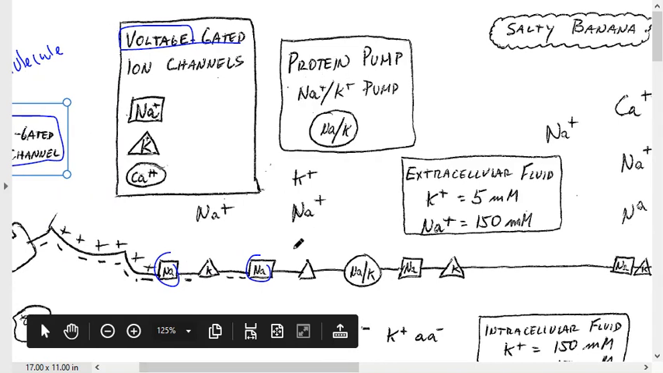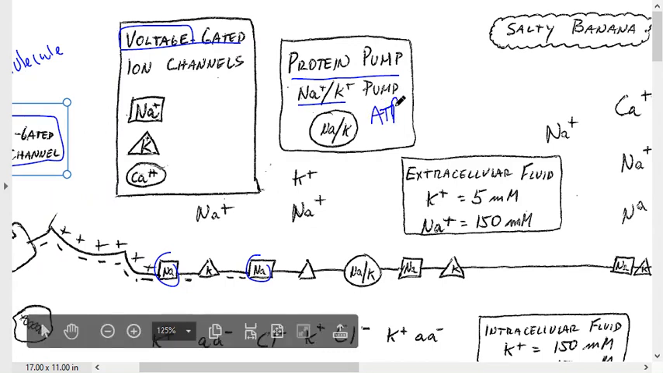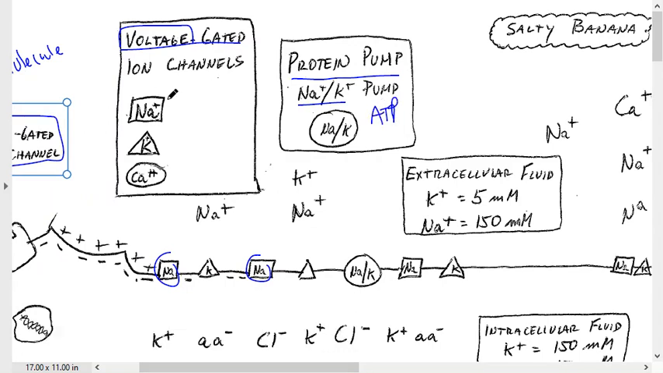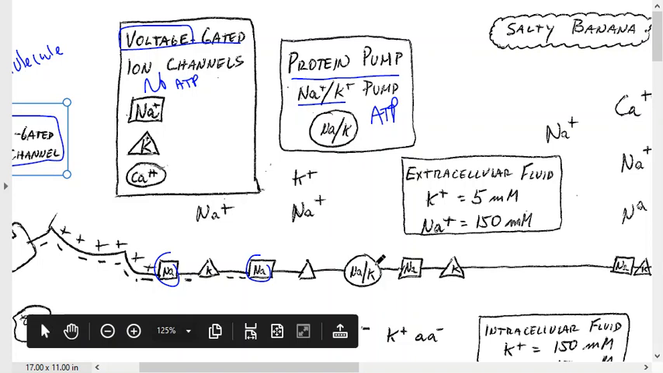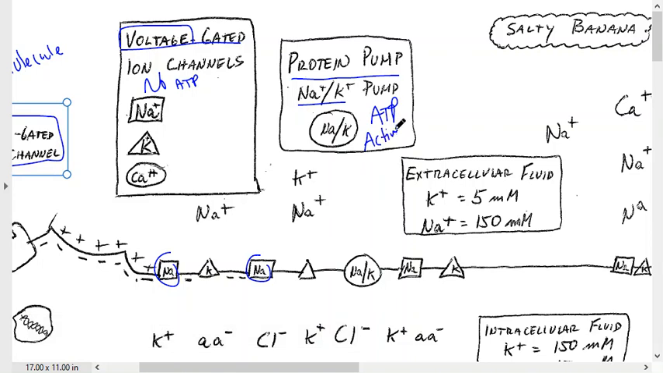You're also going to notice that along the axon are protein pumps, sodium-potassium pumps, and this is going to require ATP. Remember, the channels are facilitated diffusion. This is no energy needed. But the pumps, the sodium-potassium pumps, do require ATP. This is active transport, and this was passive.